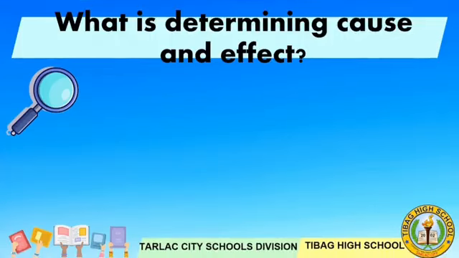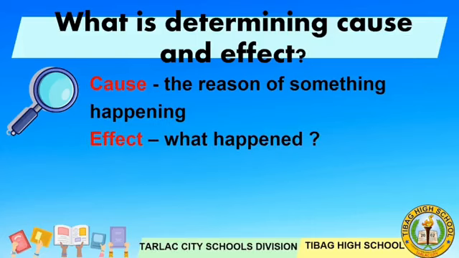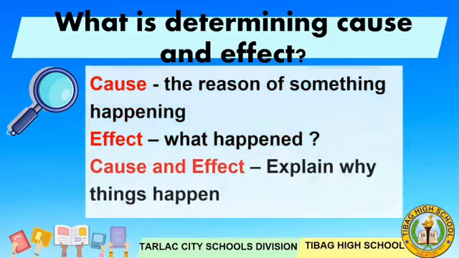Let us now start. Let's start by defining cause and effect. Now, let's answer this. What is determining cause and effect? Cause is the reason of something happening. So it means it is the root of what just happened. While the effect tells that it is what happened, or in short, it is the result of what happened. So, cause and effect explains why things happen.